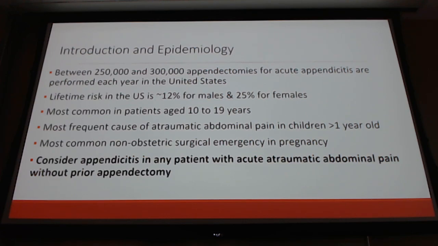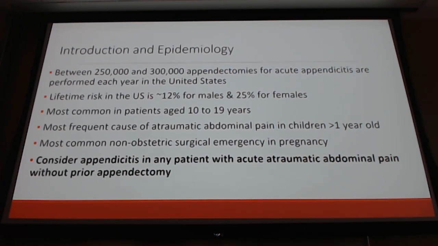These are going to be important things. So if I'm going to ask you about appendicitis, I'm probably going to have a patient fit closer to that demographic rather than having you guys thinking that you're searching for zebras. So look at that, most frequent cause of atraumatic abdominal pain in greater than 1 year old. So greater than 1 year old, most common cause. And most common non-obstetrical surgical emergency in pregnancy. So, acute atraumatic abdominal pain without a previous appendectomy, we need to be very concerned, putting appendicitis probably at the top of the differential there.